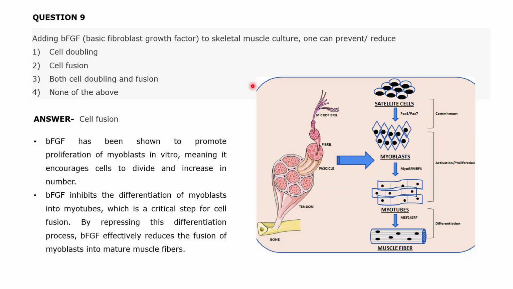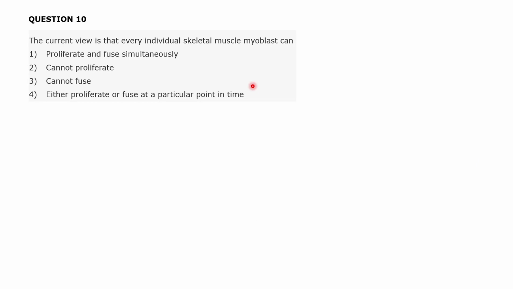Okay, so I will just move on to the next question then. Question number 10. The current view is that every individual skeletal muscle myoblast can, option number 1, proliferate and fuse simultaneously, cannot proliferate, cannot fuse, or either proliferate or fuse at a particular point in time. This may be the answer. Option 4. Yeah, option 4. Any other option?